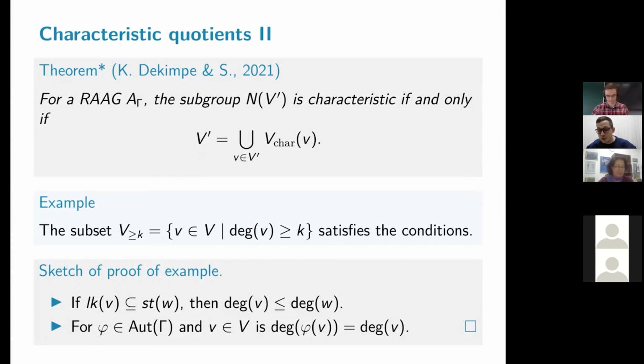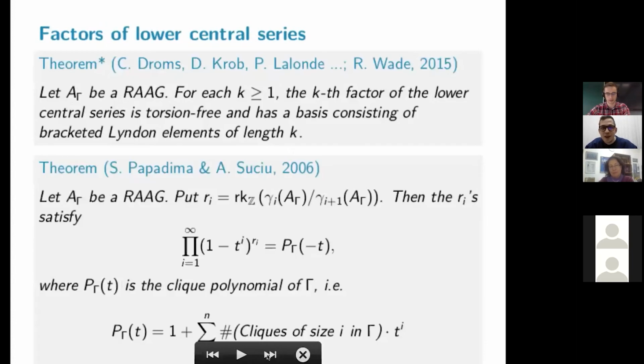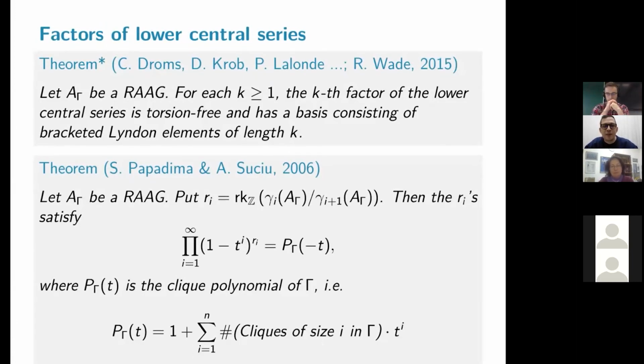I have one more question about this result, about ranks of the quotients of the lower central series. There were lots of authors, and the date is 2015. I think the work of Droms, Krop, Lalonde, and the others is somewhere in the 80s, 90s, or beginning 2000s. So they started with free groups.